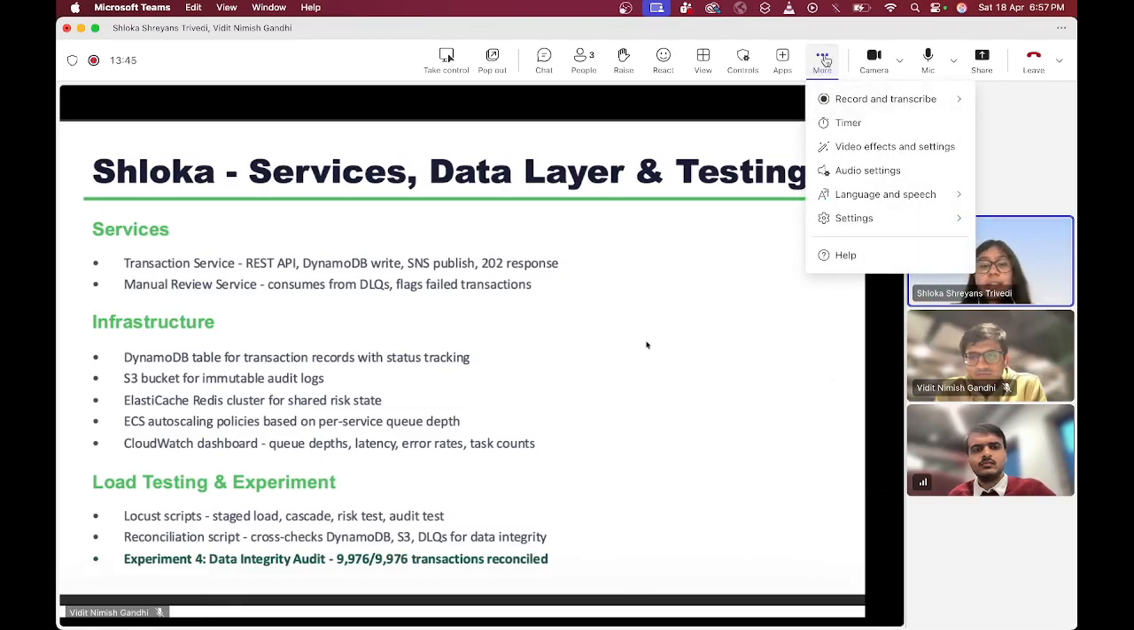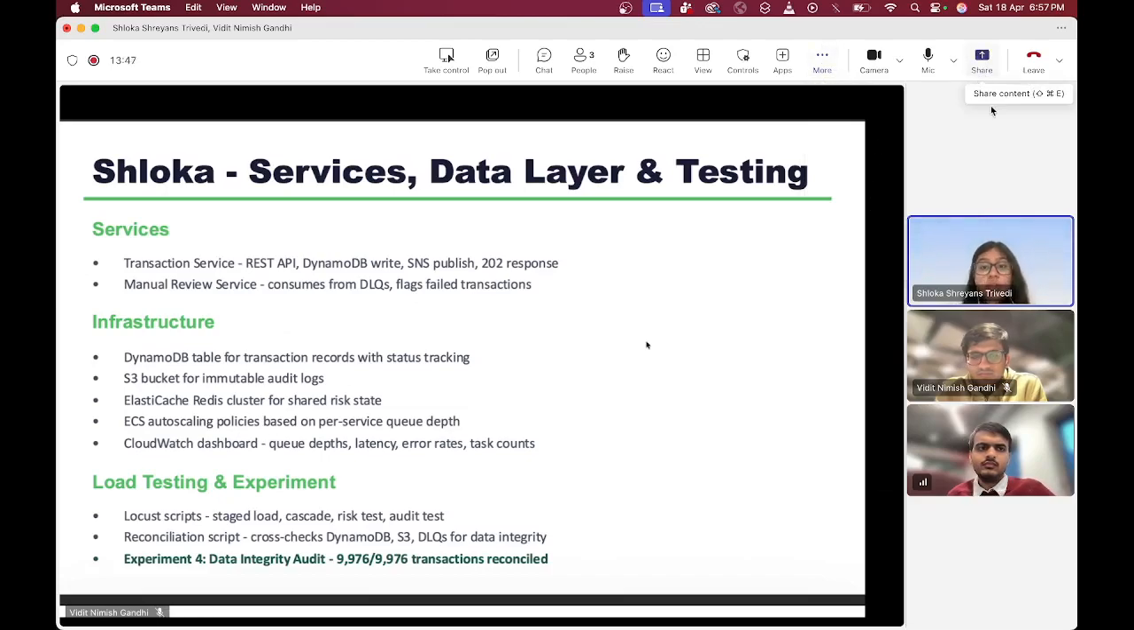I've also built the manual review service, which consumes from the dead letter queues. When any service fails to process a message after 3 retries, the message lands in the DLQ, and the manual review service picks it up, writes it to DynamoDB as pending review, and then publishes an alert.